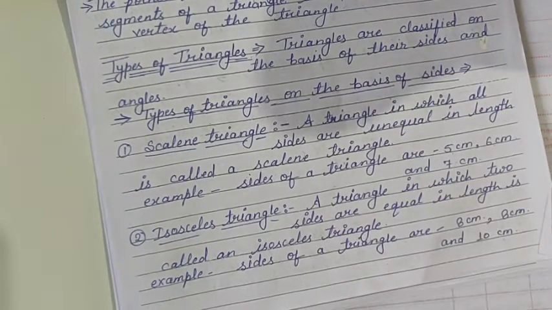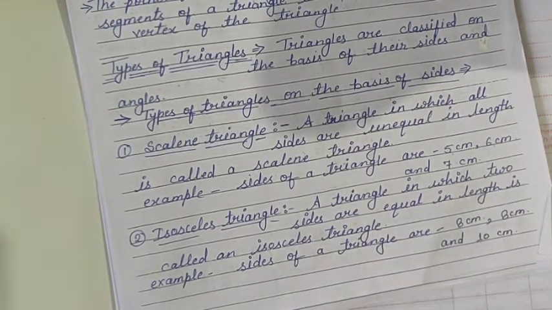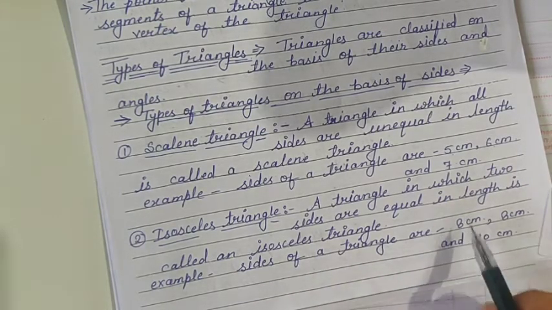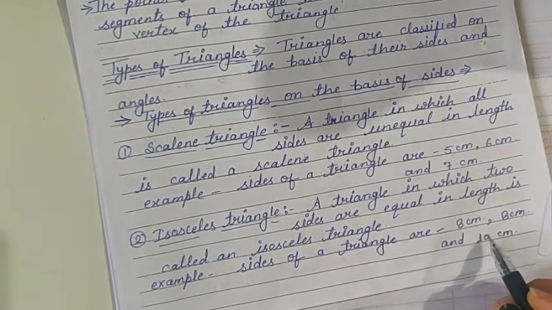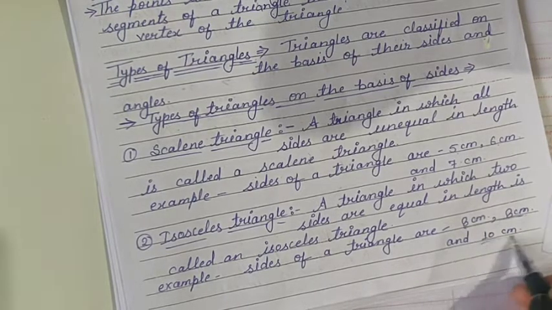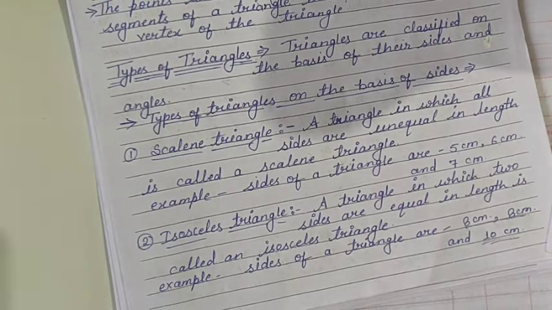Now isosceles triangle. A triangle in which two sides are equal in length is called an isosceles triangle. For example, sides of a triangle are 8 cm, 8 cm and 10 cm. In this triangle, two sides are same and the third side is different. So this is an isosceles triangle. A triangle in which two sides are equal in length and the third side is different from the two sides, that is called isosceles triangle.